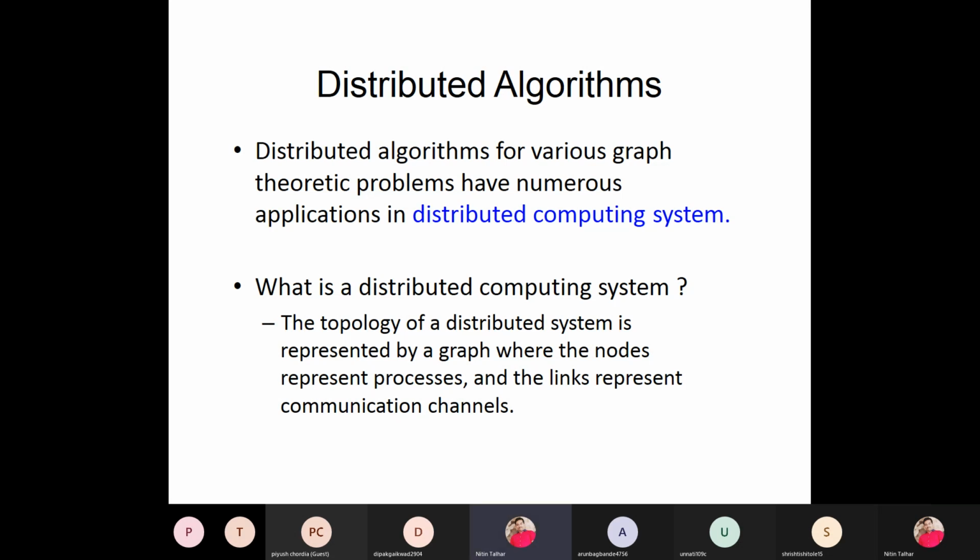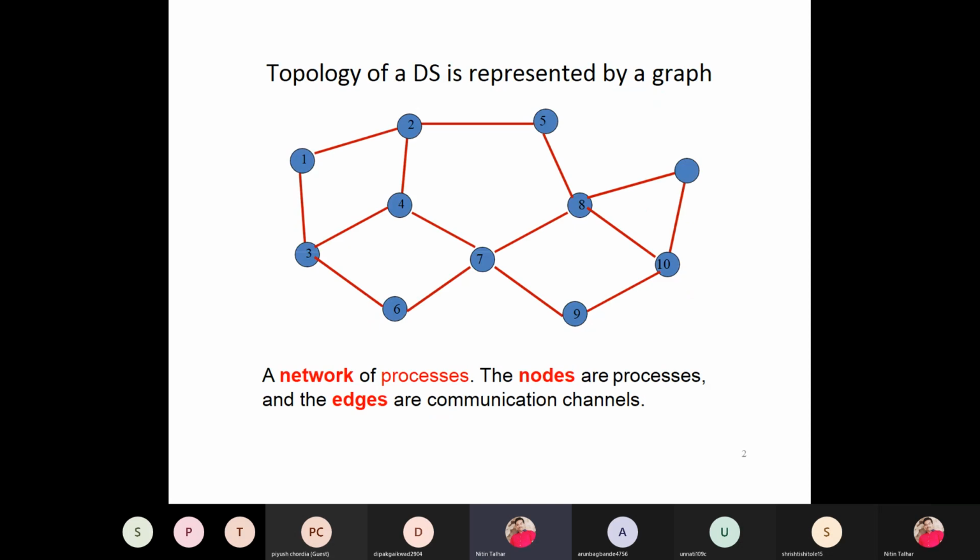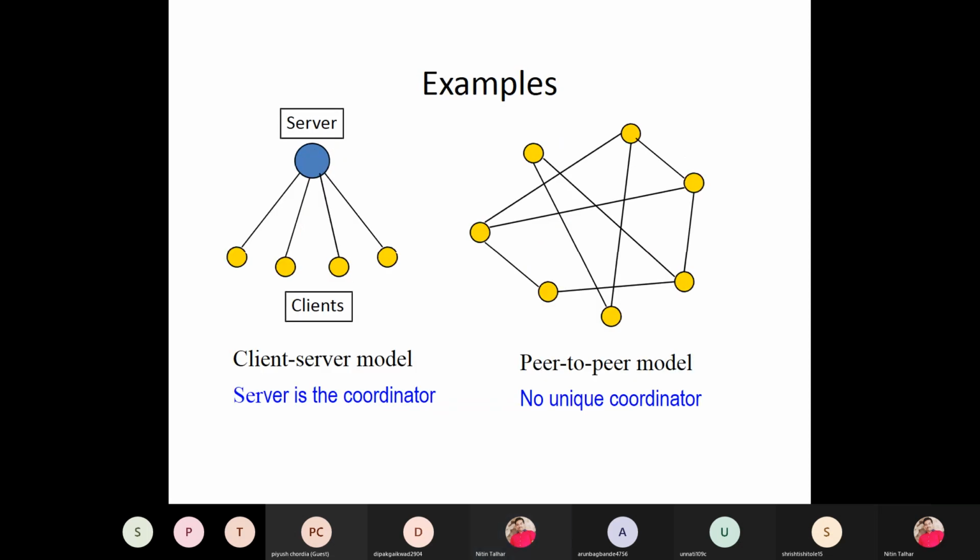In a distributed computing system, the topology of the distributed system is represented by a graph where the nodes represent the processes and the links represent the communication channels. It looks like this, you can see this. I think the screen is visible to you. So here the nodes represent the processes and the links are nothing but the communication channels. Then this is the example of the client-server model, and the next one is the example of the peer-to-peer model. You can see how it looks.